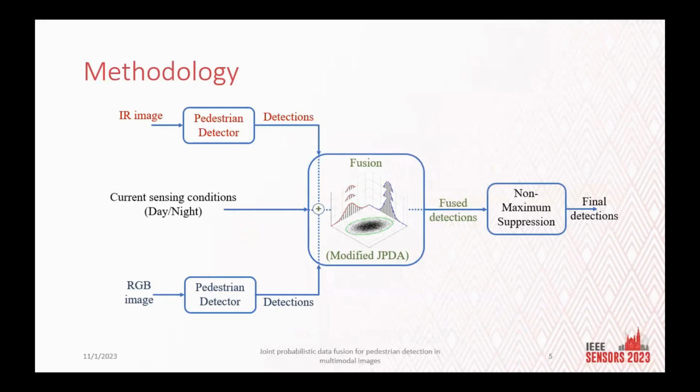We use IR or thermal images and RGB images with off-the-shelf detectors, so it does not require any retraining, and we fuse them in a modified method in such a way that those detections are taken into account, including the sensing conditions. Why? We will see. In the end, after this fusion, because we take all the detections regardless of detection score, it's quite possible that there will be multiple detections that overlap each other. So it's better to use non-maximum suppression to solve this problem.